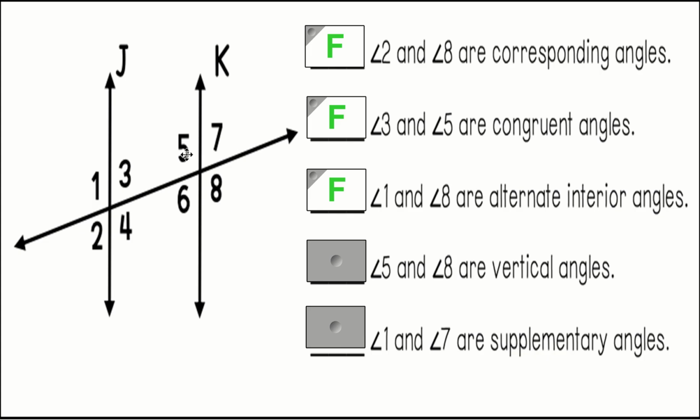5 and 8, vertical angles. In this case, those are true. Vertical angles are the angles that are across from each other on the diagonal. 1 and 7 are supplementary angles. That is true. They add up to 180. They're not the same. Okay?